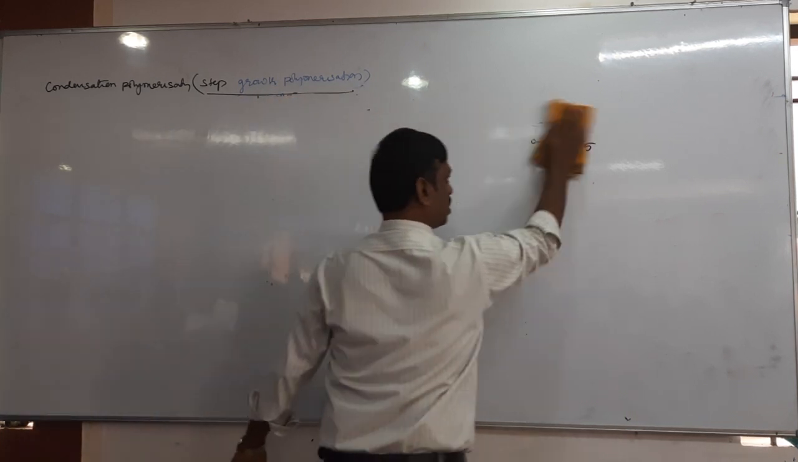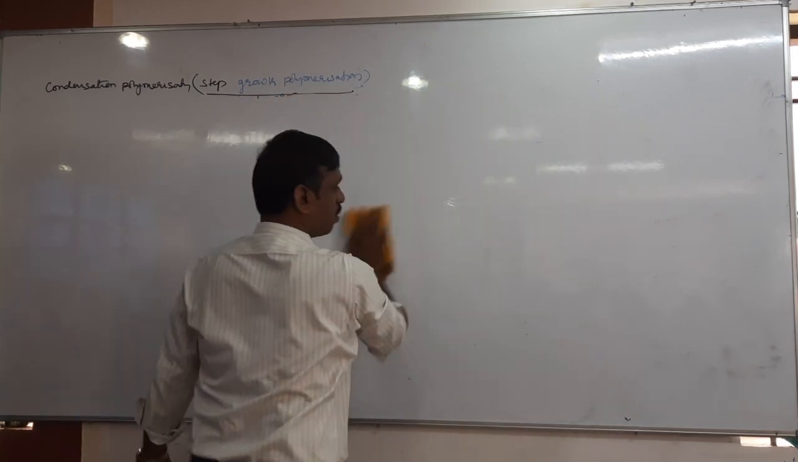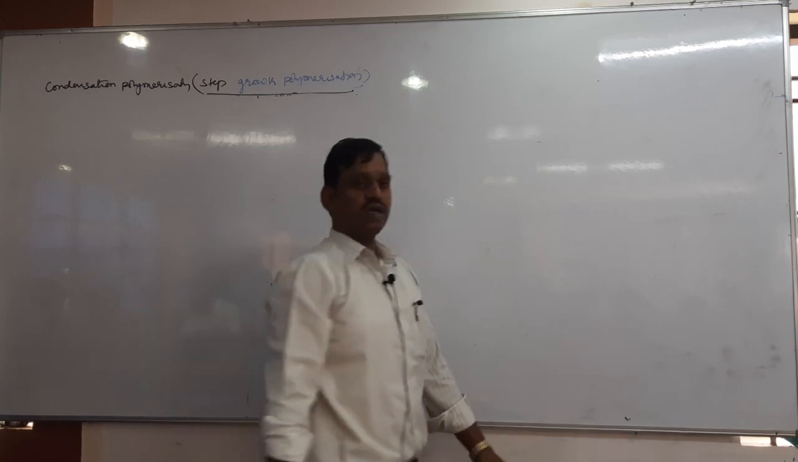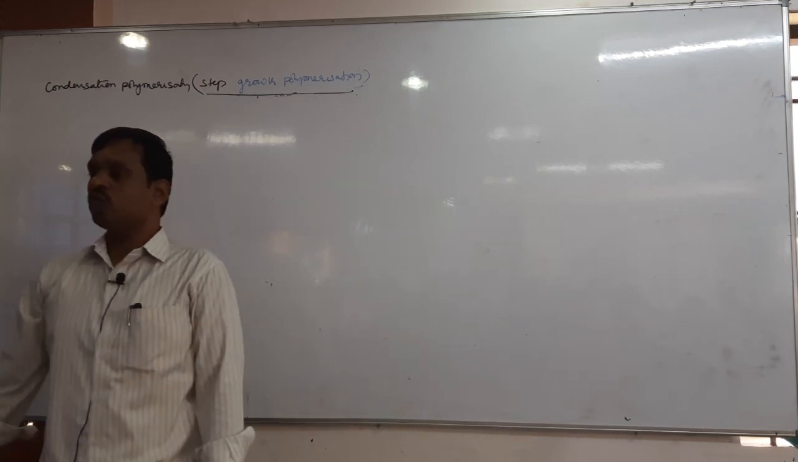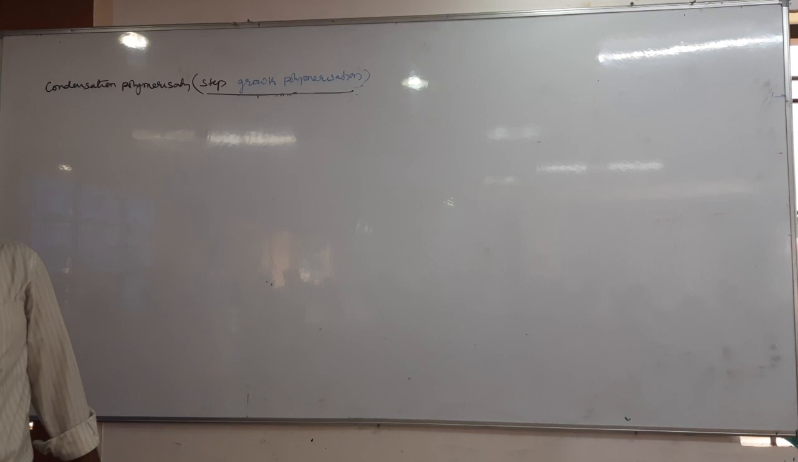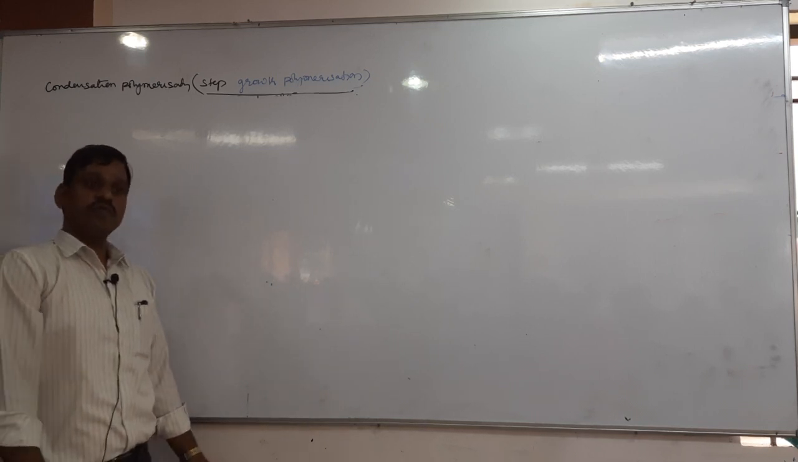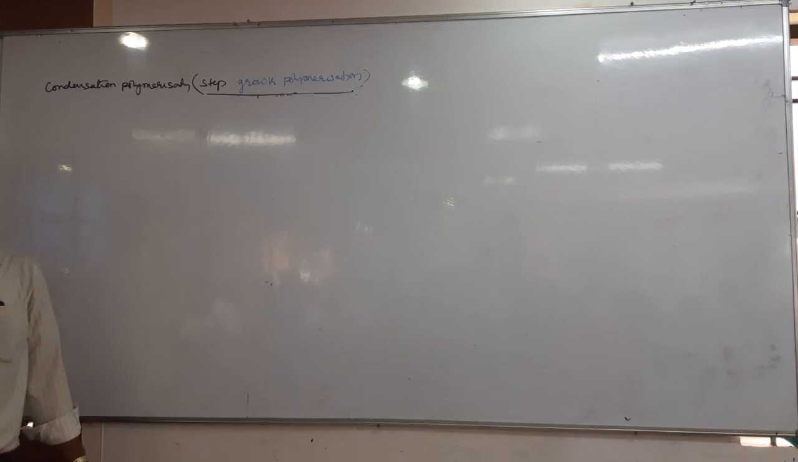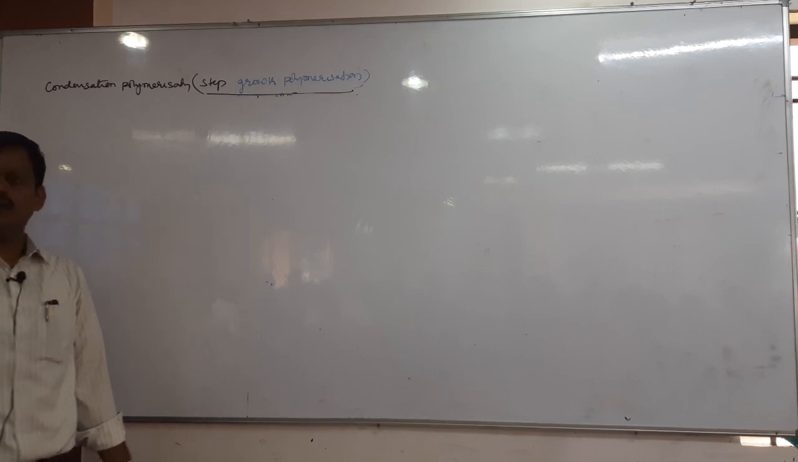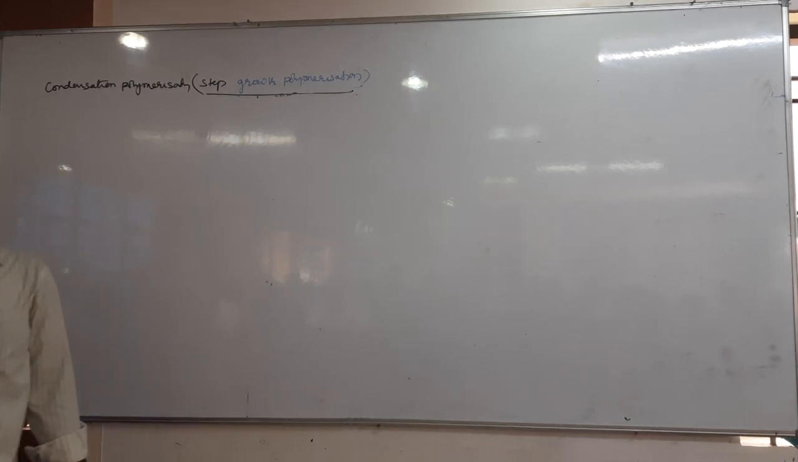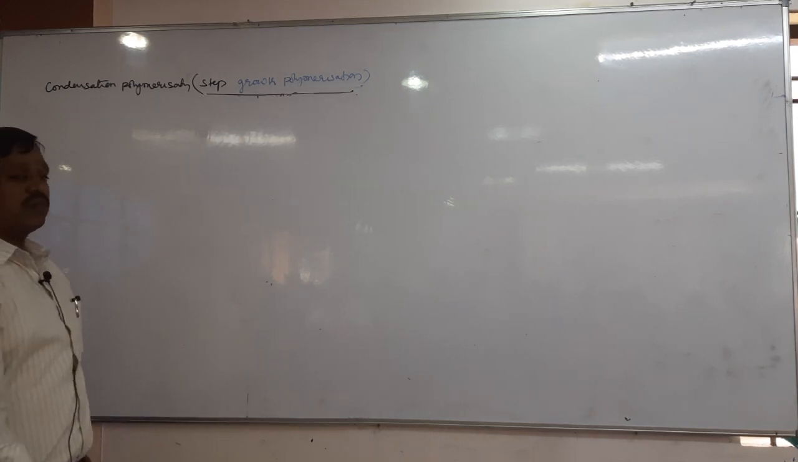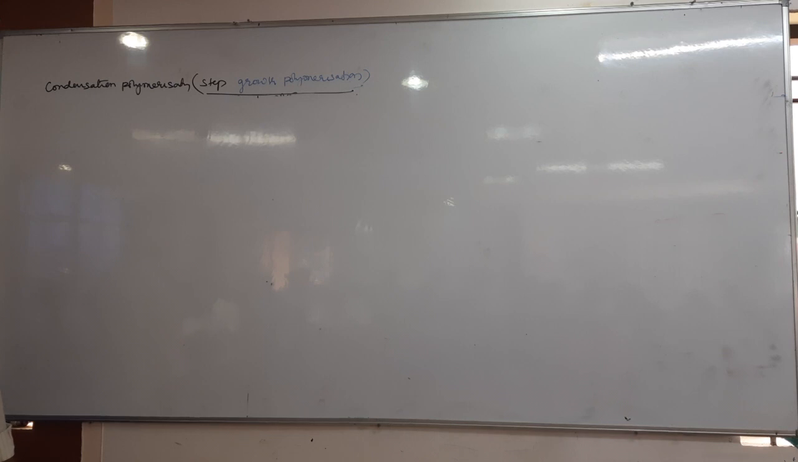What is a condensation polymer? The polymers which are formed by condensation of monomers having bi or trifunctional groups with elimination of smaller molecules like water, ammonia, HCl are called condensation polymers, and the process is called condensation polymerization. Condensation polymers are further classified into 3 types.